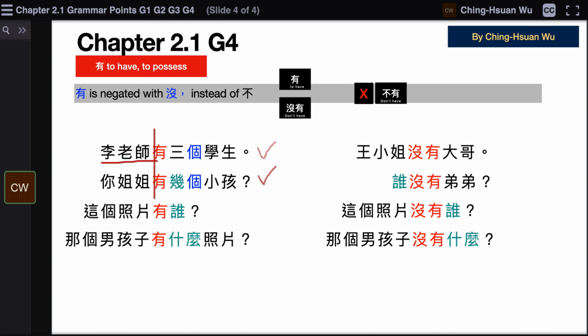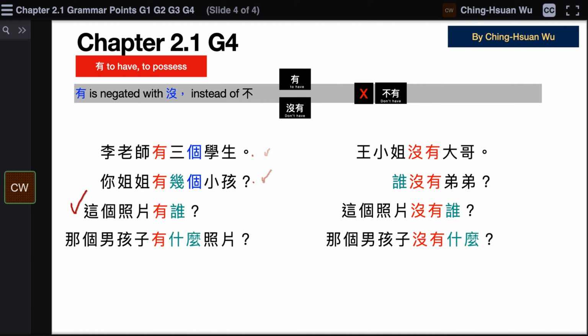李老师, 你姐姐 are the subject. 有 is your verb. In this one, 三 is a number. In the same place, 几 is a question pronoun asking how many, and they are in the same position. 个 is our measure word. 学生, 小孩 both are nouns. Again, these two sentences share the same word order, with one being a declarative sentence and the other one being a question.